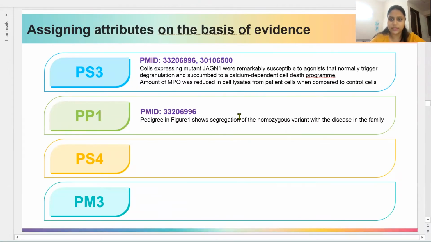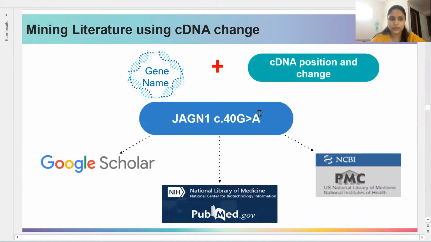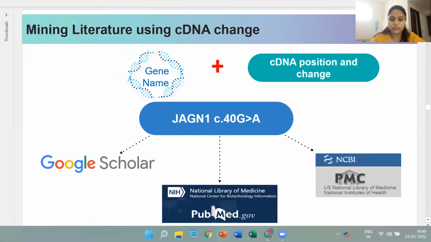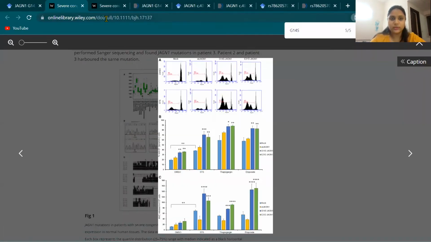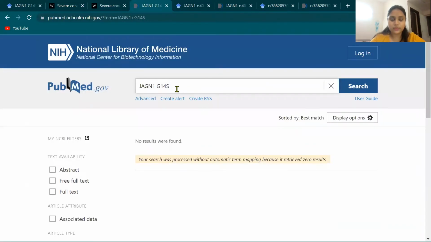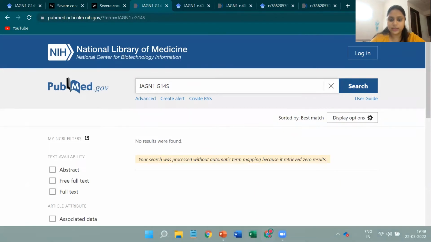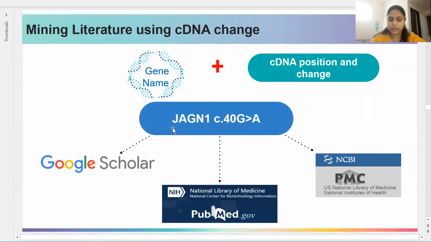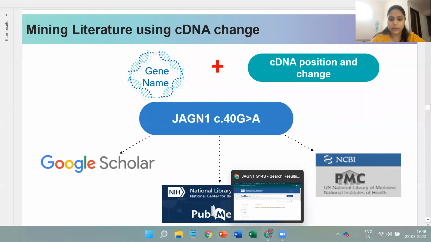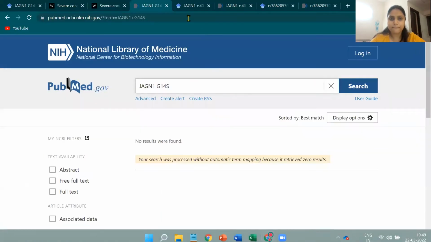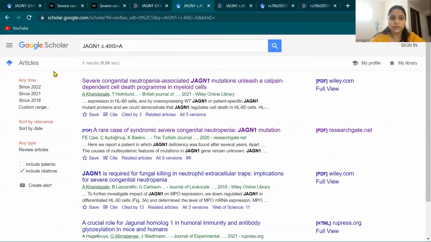Here I have stated these. Let us mine more literature. So when I went to PubMed to search for this particular variant, I did not find anything. So I went ahead to search for the cDNA change in PubMed and Google Scholar. And in Google Scholar, there were 4 results. One of these, the topmost, is the paper that we had already read for this particular variant.